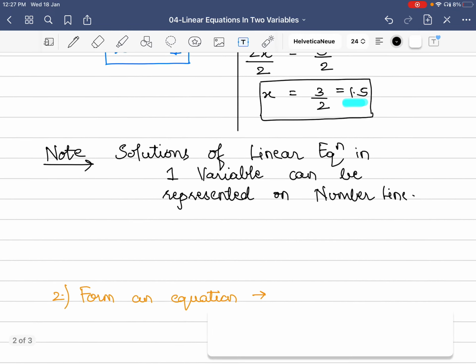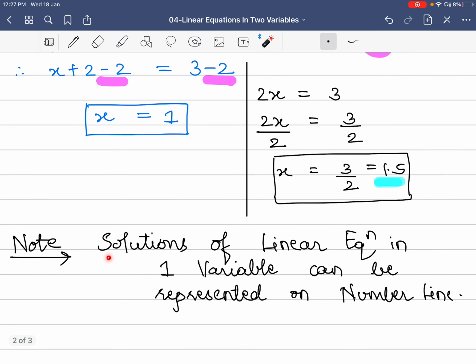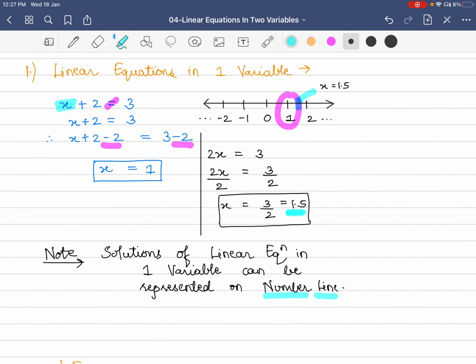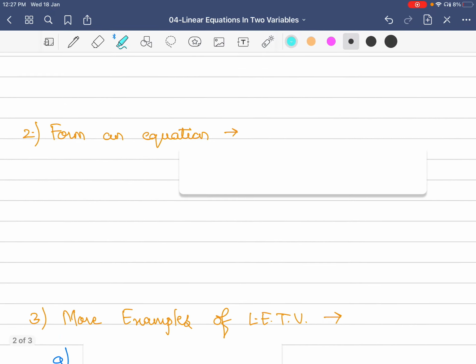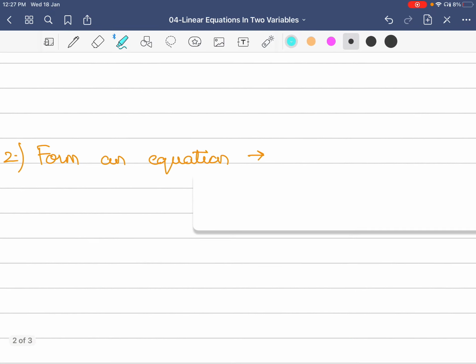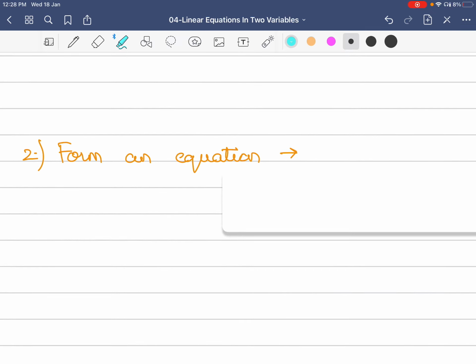Okay, so solutions, let's read it out. Solutions of linear equation in one variable can be represented on the number line. That is an important note from this discussion. So this was linear equation in one variable, a quick revision which we have seen in our previous standards. Now the main topic of this video is linear equation in two variables. So in order to get into that, let's come to this point.